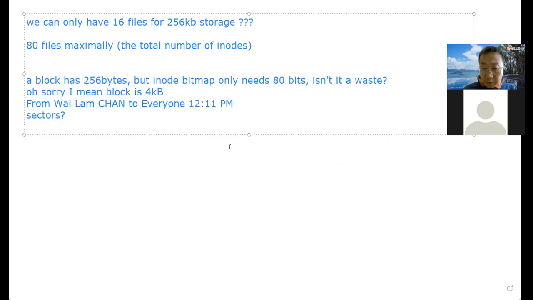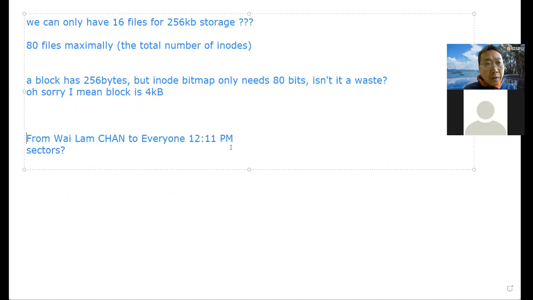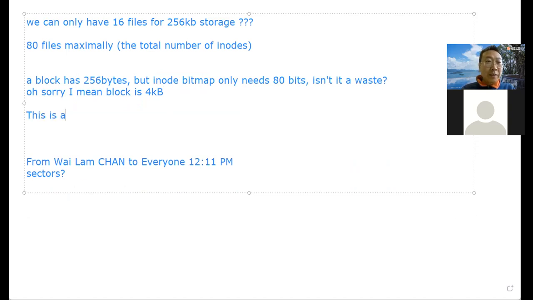Next question: a block has 256 bytes, but I know the bitmap only needs 80 bits. Isn't it a waste? Yes, of course. This is a very good question. That's a waste. You are right. But in this case, we want to make it simple.